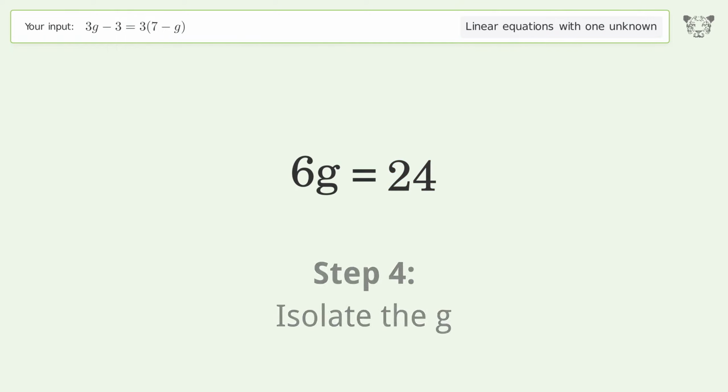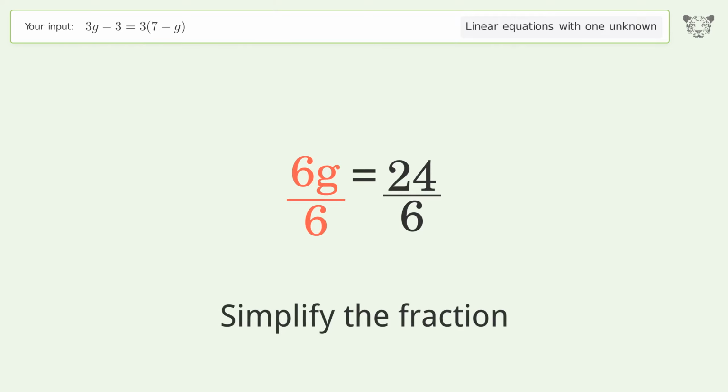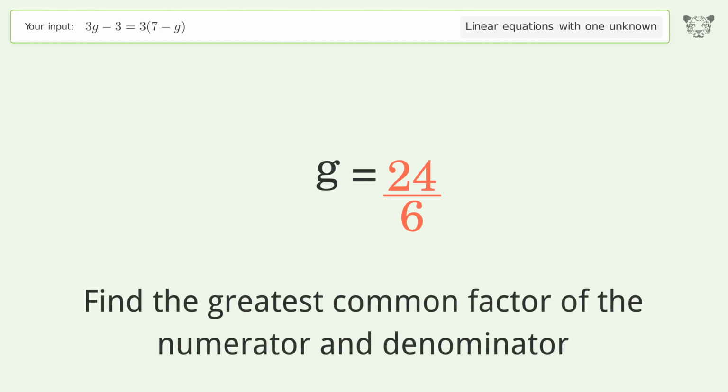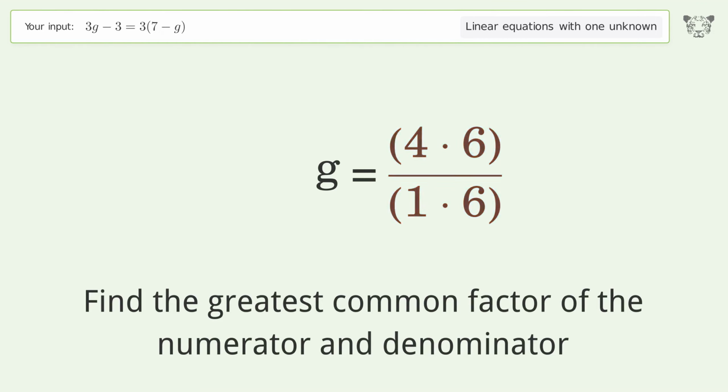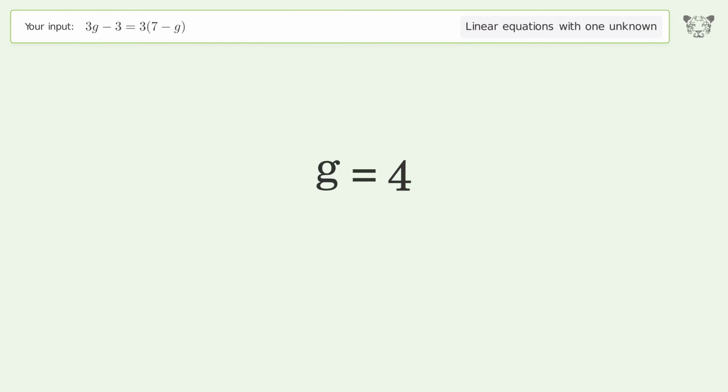Isolate the g. Divide both sides by 6. Simplify the fraction. Find the greatest common factor of the numerator and denominator. Factor out and cancel the greatest common factor. And so the final result is g equals 4.